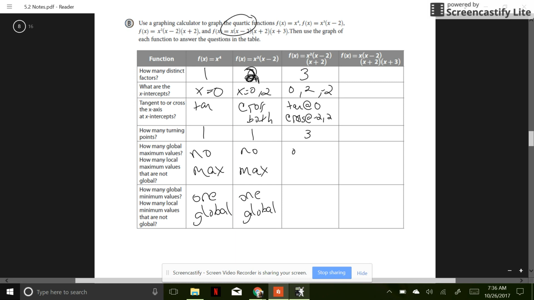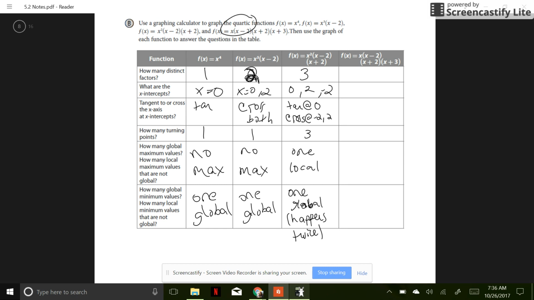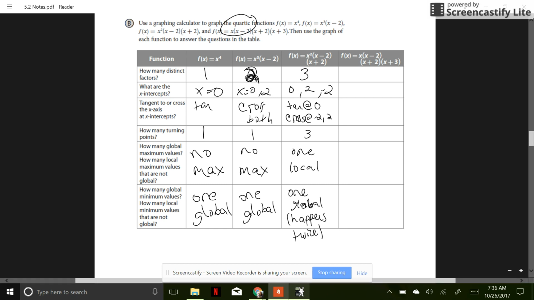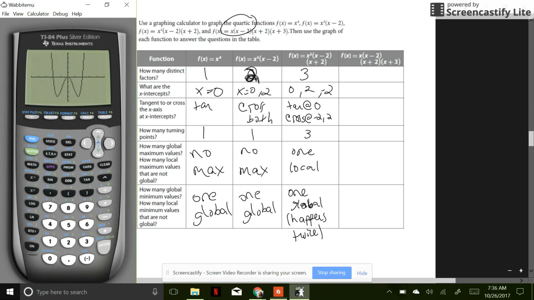So we've got one local max, and we've got one global minimum, but it happens twice because it hits the same value. It's only one minimum because it's the same value. It just happens to happen twice. So our turning points match up with one local and then our global minimum happening twice. That gets us to the 3 turning points.